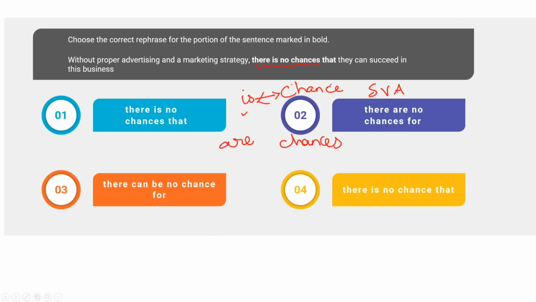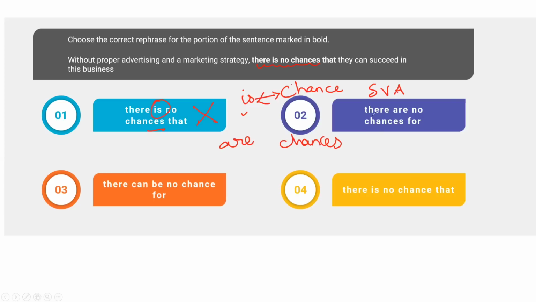Only then are subject and verb in the same number. So subject-verb agreement will get satisfied. So in that case, there is no chances, right? So "is" is singular, "chances" is plural. So obviously this is not right. There are no chances for, right?